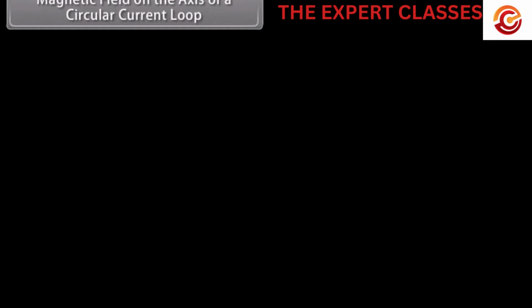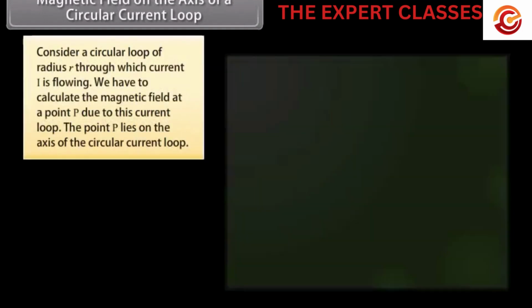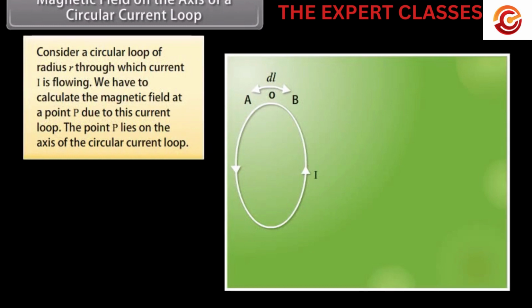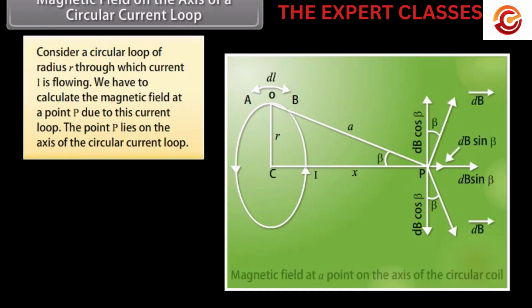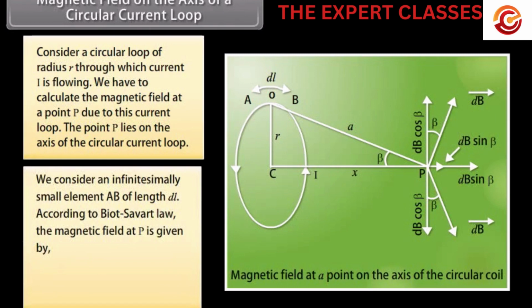Magnetic field on the axis of a circular current loop. Consider a circular loop of radius r through which current I is flowing. We have to calculate the magnetic field at a point P due to this current loop. The point P lies on the axis of the circular current loop. We consider an infinitesimally small element AB of length dl. According to the Biot-Savart law, the magnetic field at P is given by mu naught upon 4 pi multiplied by I dl sine theta divided by a square.